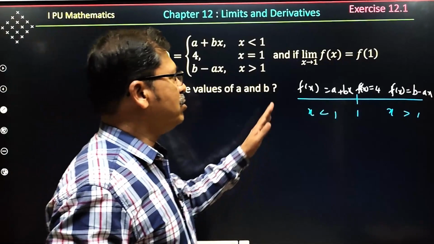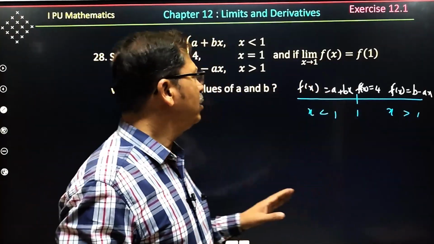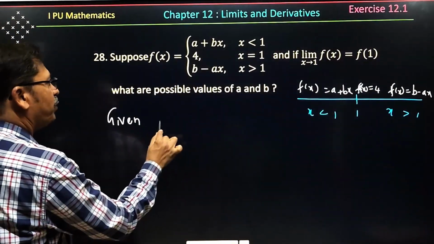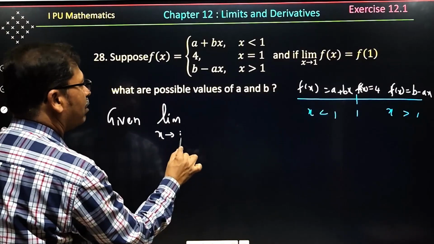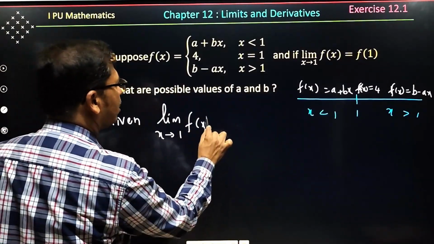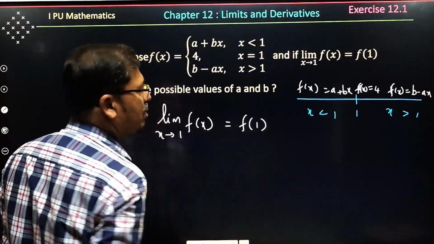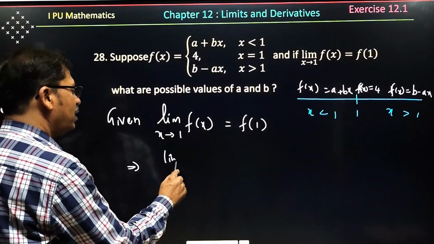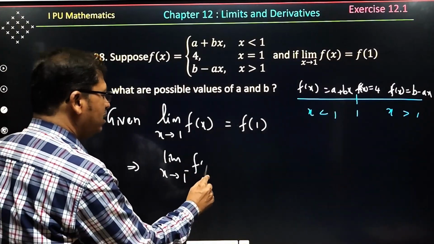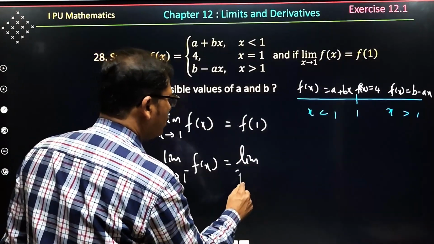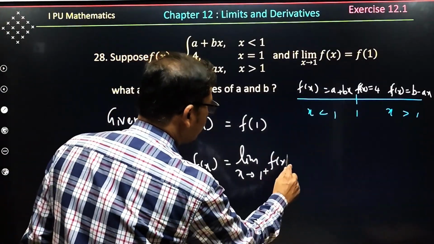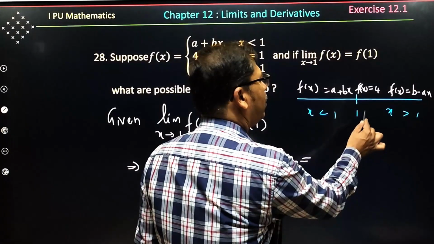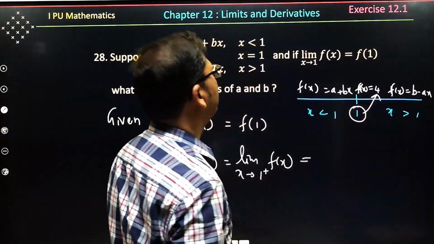Then limit x tends to 1 f(x) equal to f of 1 has been given. The question is to find the values of a and b. So let us use the given limit. What is that? Limit x tends to 1 f(x), this value is given, this is equal to f of 1. See, x tends to 1 f(x) has two meanings. Left hand limit, that is limit x tends to 1 minus f(x), and this must be equal to limit x tends to 1 plus f(x). These two must be equal to what here? F of 1. F of 1 means the value of f(x) at 1, which is equal to 4.